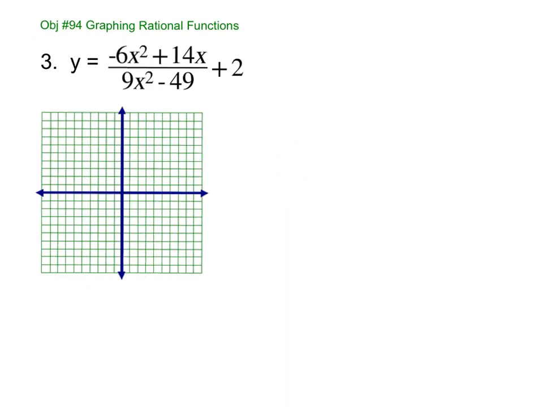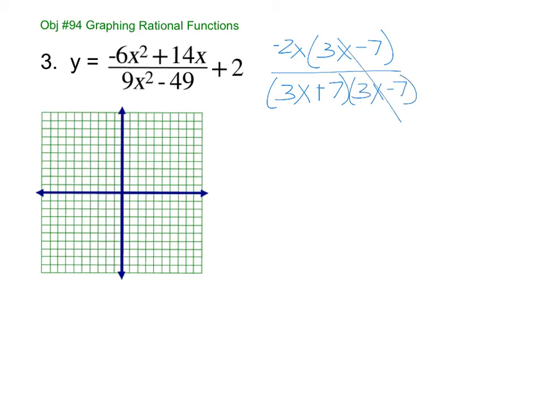All right, this is the last one. Pause the video, try it on your own. See if I can get through this without making any mistakes. I'm going to factor the top. I can factor negative 2x out of the top, and I'm left with 3x minus 7. The bottom is a difference of two perfect squares. So the 3x minus 7 cancels. My function becomes negative 2x over 3x plus 7, plus 2. This one's going to have some gross numbers.